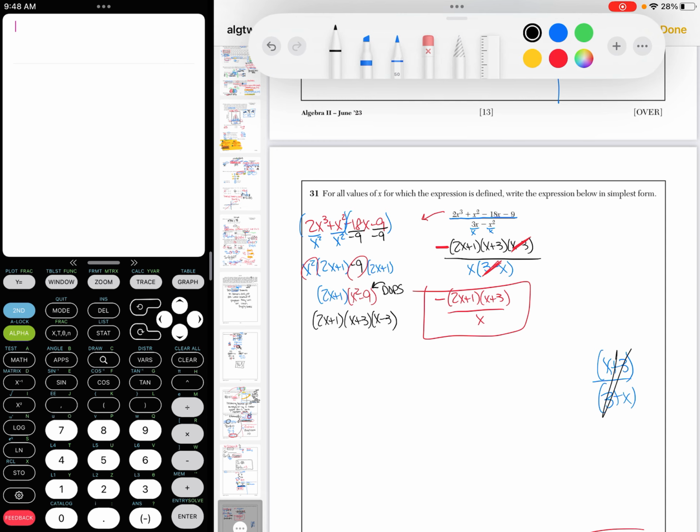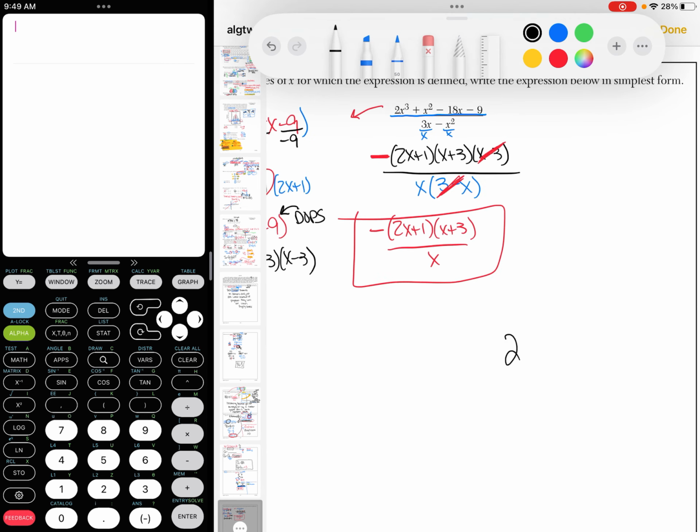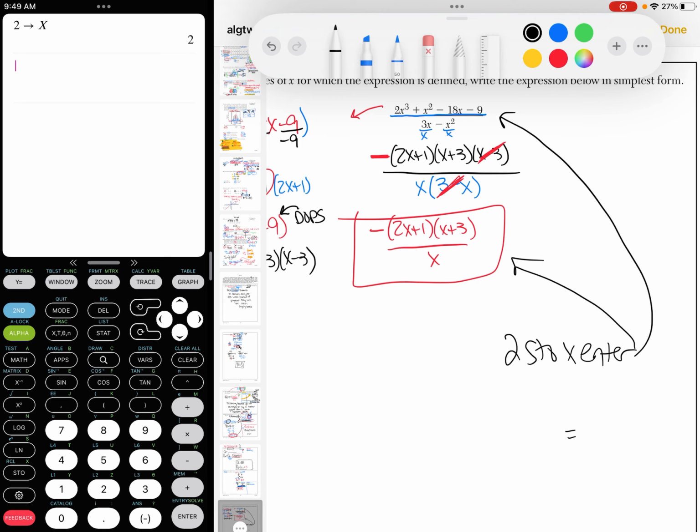Oh yeah, then this was over here. A way that you can check this question, because we were just rewriting the original expression, you can do the 2nd STO x. So you can do 2nd STO x, enter, type in your original, type in your answer. They should be equal to each other. So I'm going to do 2nd STO x, enter. This is the same shortcut, or not shortcut, but like check that I was showing you for the part 1s.